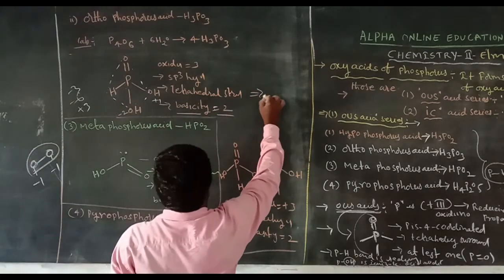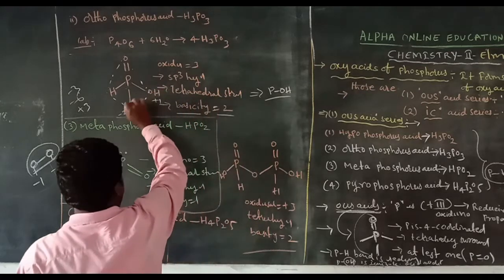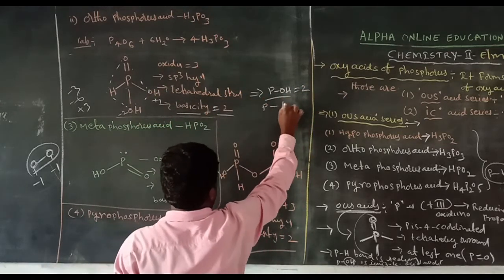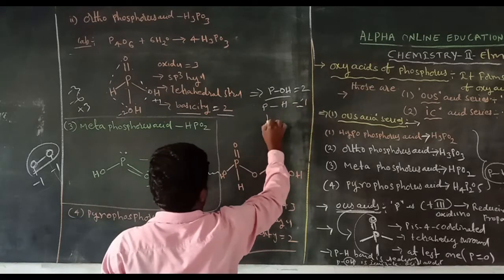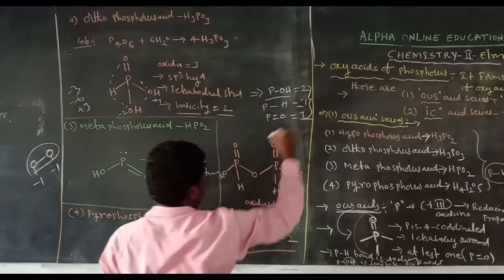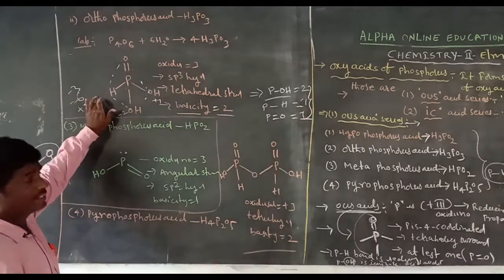Next, the bonding nature or bonding character. Here P-OH is how many? 1 and 2. P-OH is 2 and P-H is only 1. Next, P=O is only 1. Those are the characters of the bonds. That is orthophosphorus acid.